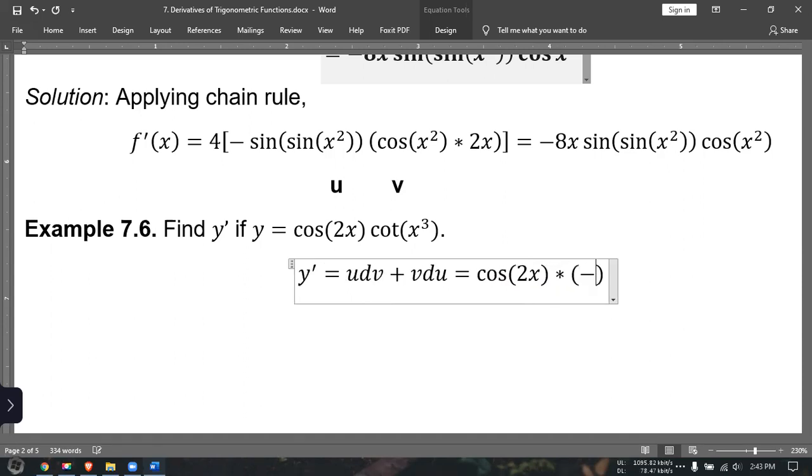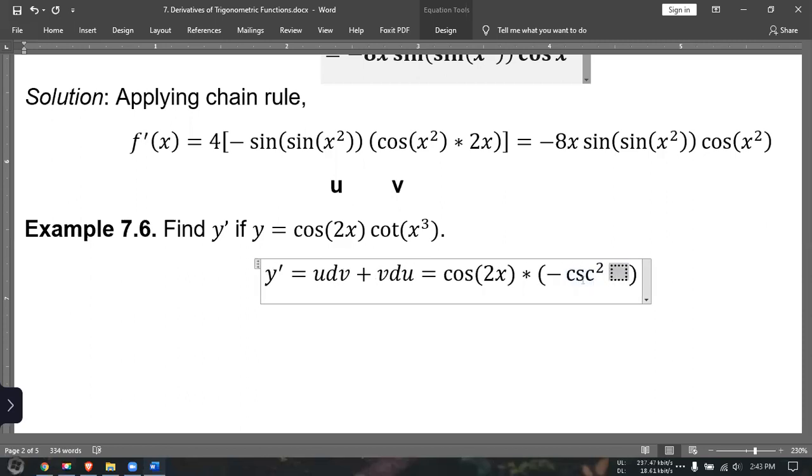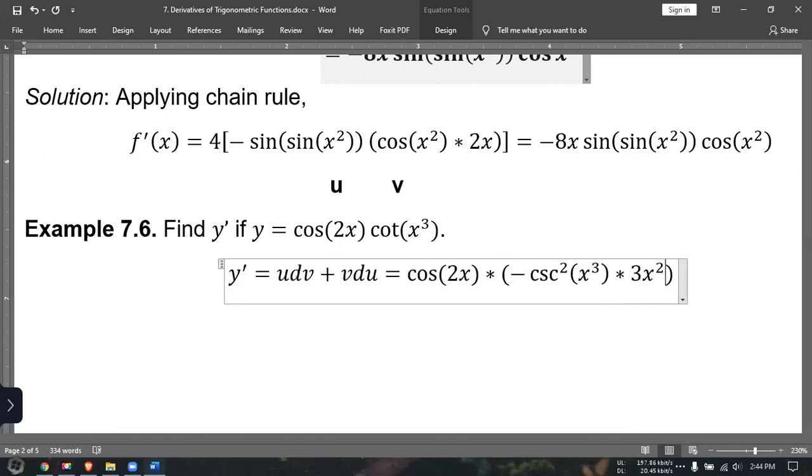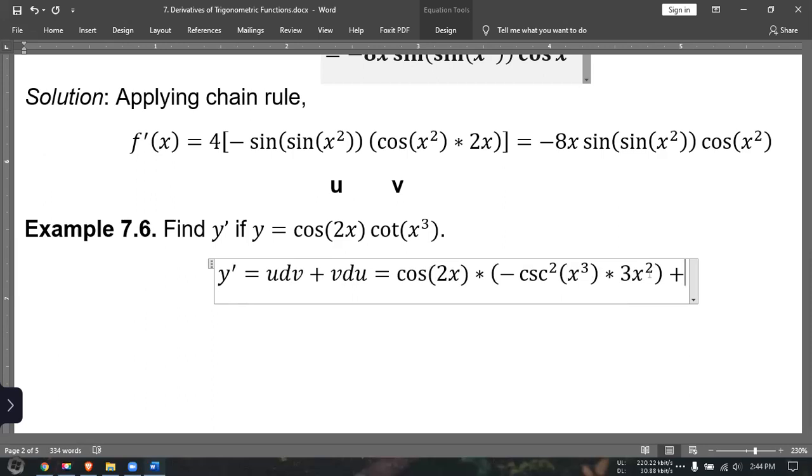Cosecant, and then copy the angle. Oh no, this is u dv already. I forgot, you should multiply this by the derivative of x cubed. The du is the derivative of x cubed, which is 3x squared. So there, copy the second factor.